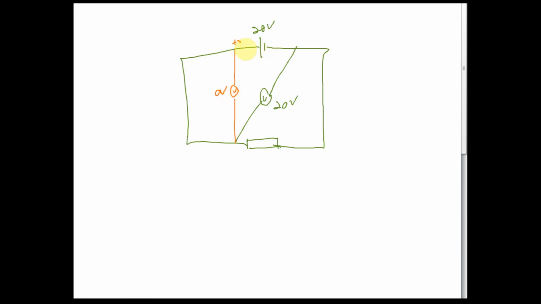Why? Because you see, from here to here, this is positive 20 volt, and there's no difference. The potential does not change. Why? Because there's no resistance between these two points. So it's still 20. 20 to 20, the difference is 0.